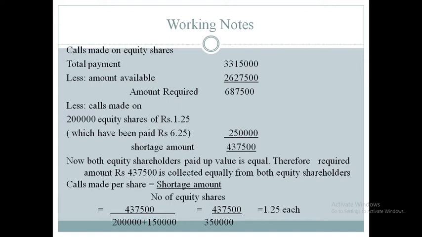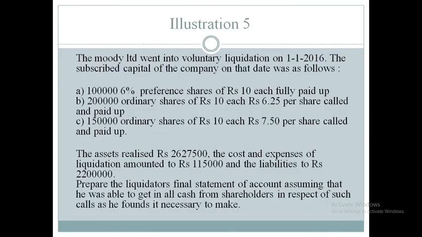So first we will collect the amount from the 2 lakh ordinary shares. Why? Because these 2 lakh ordinary shares have paid only 6.25, whereas this 1 lakh 50,000 ordinary shares have paid 7.50. First we will make the call on this 2 lakh equity shares to make them equal to the other kind of shares here.